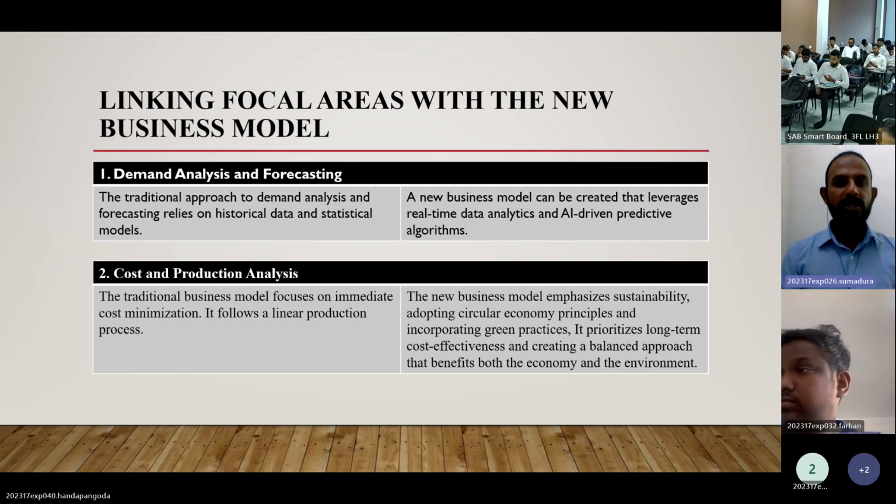Now let's move to the second focal area, that's cost and production analysis. In the past, it was all about cutting cost and making things in a straight line. But now we are thinking differently. We want to be sustainable, thinking about the environment and how we can use resources wisely. It's not just about today, it's about a lasting approach that benefits everyone.